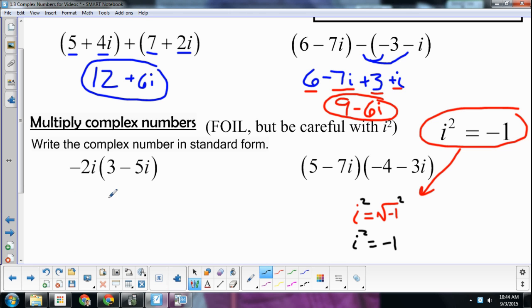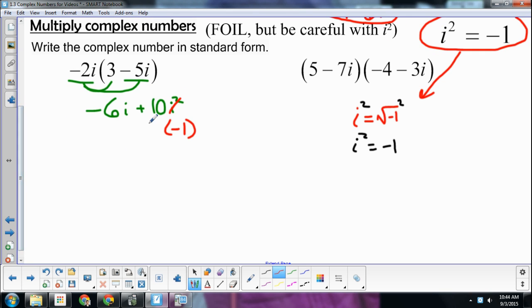Using that idea, let's work on this first one. We're going to distribute negative 2i to both terms in the other complex number. Negative 2i times 3 is going to be negative 6i. And then negative 2i times negative 5i is going to be positive 10i squared. But remember, i squared is equal to negative 1. So I'm going to replace i squared with a negative 1. Instead of 10 times i squared, we'll take 10 times negative 1. Well, that's going to be negative 10.